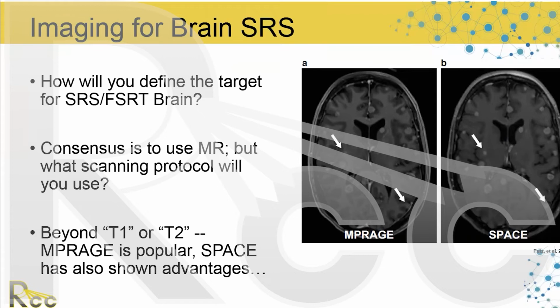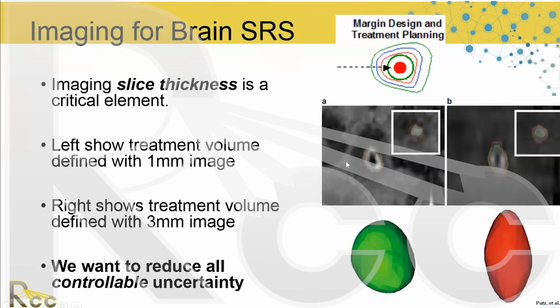You don't want to just use something out of the box because, just like Sarah is implying, it might have a 3 millimeter slice thickness, and that's not ideal for your treatment. This is exactly what Sarah was mentioning. Slice thickness is a critical element. On the left, we've got a target that's defined with 1 millimeter, and on the right, we've got a target that was defined with 3 millimeters. You can see here that this is some significant variation, especially if you're dealing with a small lesion in the brain, and whether or not you're using a margin or relying on dose fall off.